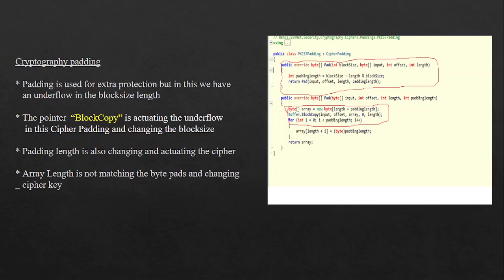Okay, cryptographic pairing. I don't know a lot about it, but one of the researchers I was talking to told me about it. In cryptographic pairing, the block copy pointer is actually the underflow pointer, because here the actual size of the cipher is changing the padding length, and the length size is also input in the offset. So the array length is not going to match up, and it will change the whole point of the function. The padding will not be as per the functionality, but as per the attacker.